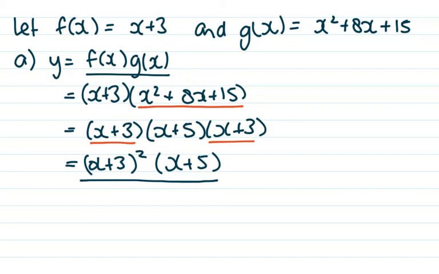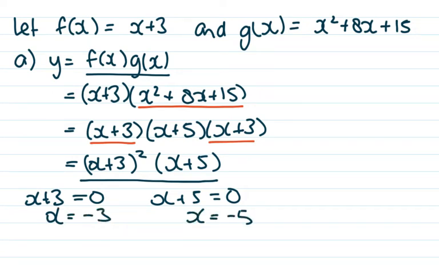So in order to graph this, we would use the zeros. So x plus 3 equals 0 and x plus 5 equals 0. So our zeros are going to be x equals negative 3 and x equals negative 5. Since x plus 3 has this little squared, that means it's going to be order 2. And if you recall back to the beginning of this course, that means it touches the x-axis and then bounces back off. So something like that, that would be negative 3.